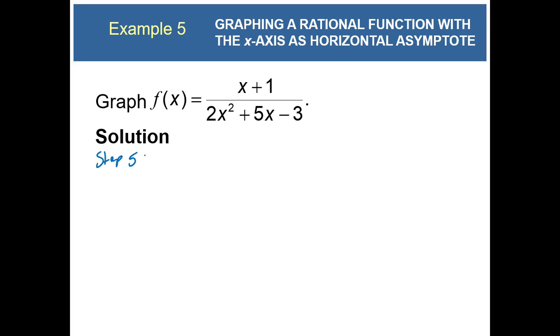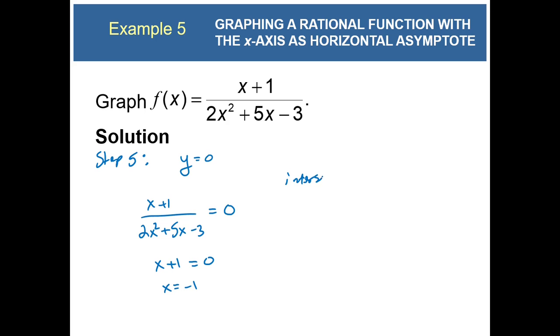In step 5, I want to determine if the graph touches the horizontal asymptote. Recall the horizontal asymptote is y equals 0, so I'm going to let my function f of x, x plus 1 divided by 2x squared plus 5x minus 3, be equal to 0. If we multiply both sides by the denominator, it will cancel out, so we have just x plus 1 equals 0. And if I solve for x, I have x equals negative 1. So I know my graph intersects the horizontal asymptote at (-1, 0). This is the point where our graph intersects our horizontal asymptote y equals 0, which is the same as the x-axis.